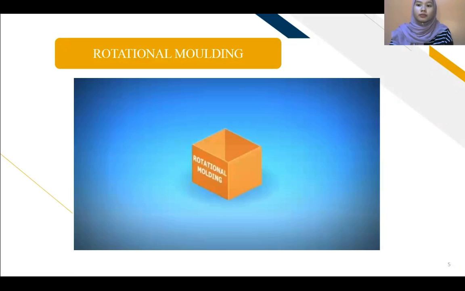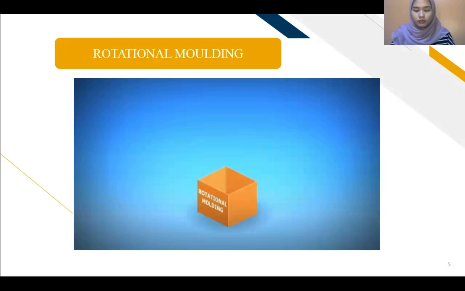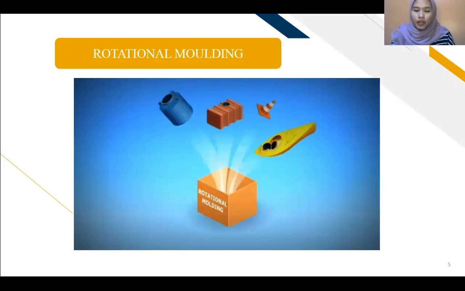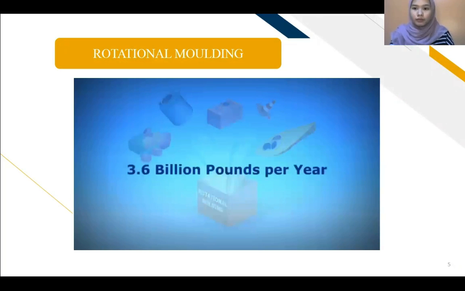Rotational molding. It's how most large plastic products are made. Things like water and fuel tanks, kayaks, road barriers, and toys are all rotationally molded. Over 3.6 billion pounds of plastic are rotationally molded each year.